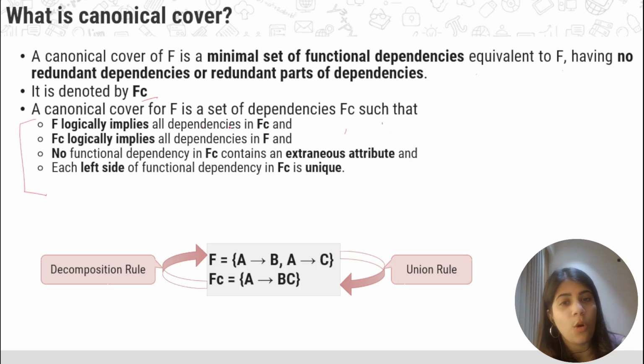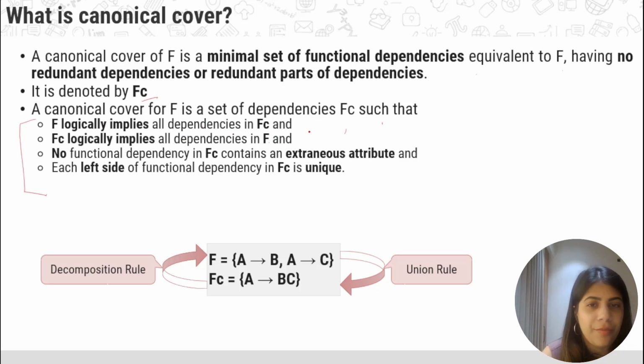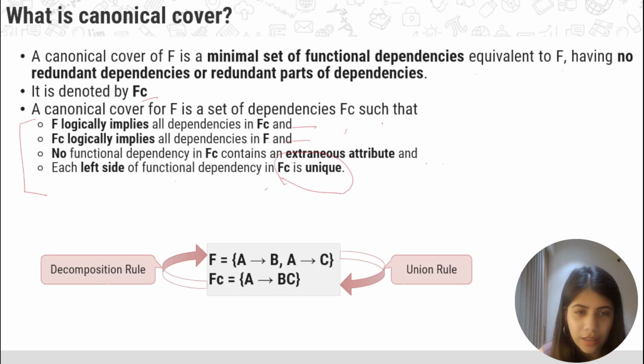F logically implies all dependencies in FC. FC logically implies all dependencies in F. So the actual meaning, the closure, should not change. No functional dependency in FC contains an extraneous attribute and each left side of the functional dependency in FC is unique, which means there should be no extraneous attribute and each left side of a functional dependency has to be unique. Understand this with an example. Imagine there are functional dependencies where A can determine B and A can determine C. So we can apply a union rule and make it a shorter, minimal version that A can determine B, C both.